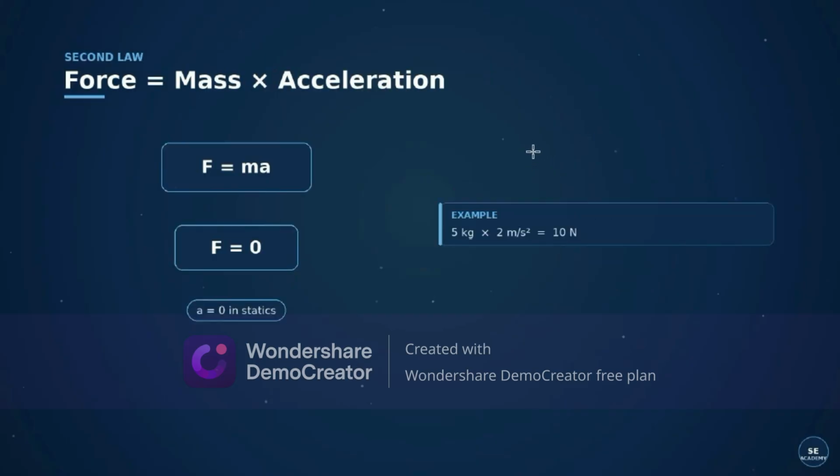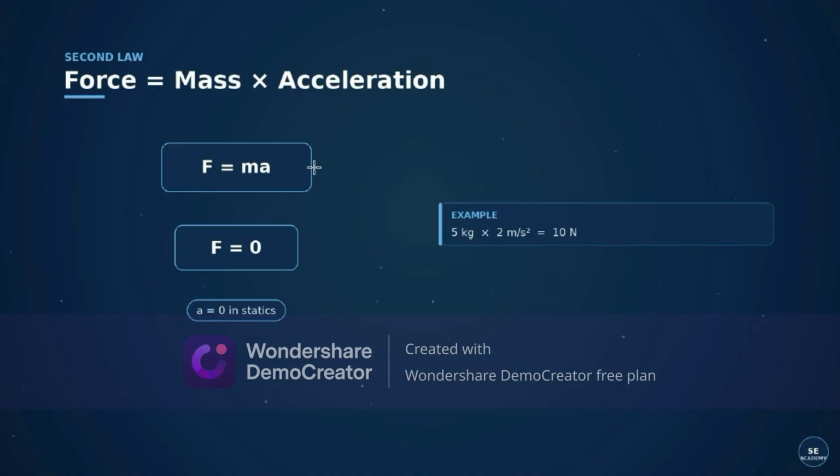We also have the second law of motion, the law that we have been using a lot. When you write the formula, force is equal to mass times acceleration, that's Newton's second law of motion. In statics, acceleration is zero, so the net force is also zero. That's the equilibrium condition we will use throughout this course.